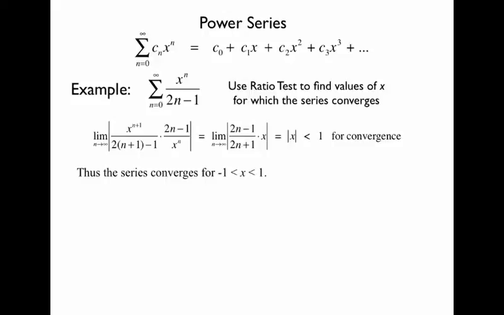Make sense so far? Okay, but what about negative 1 and 1? We need to check these separately. At the endpoints of our interval, this is called the interval of convergence. But at those endpoints, the series may or may not converge, and we need to check them separately. Why? Because the series may or may not converge at the endpoint.